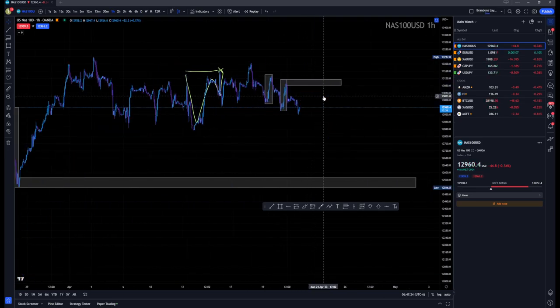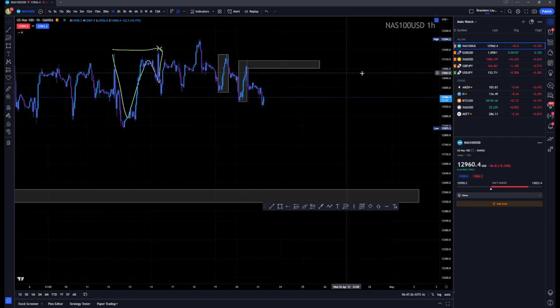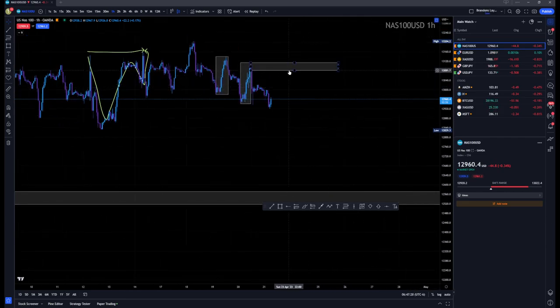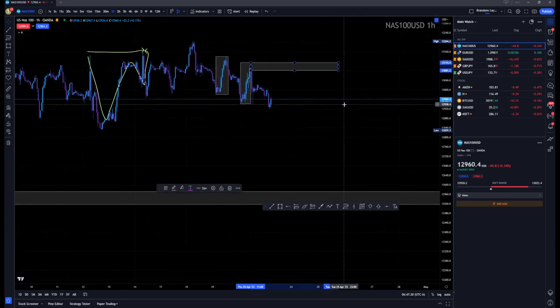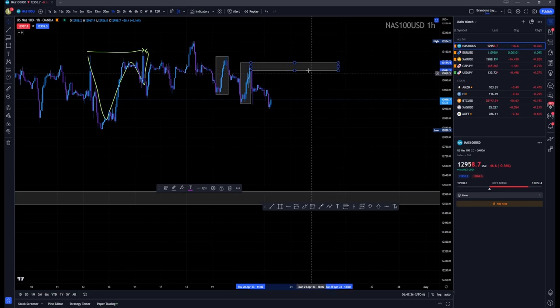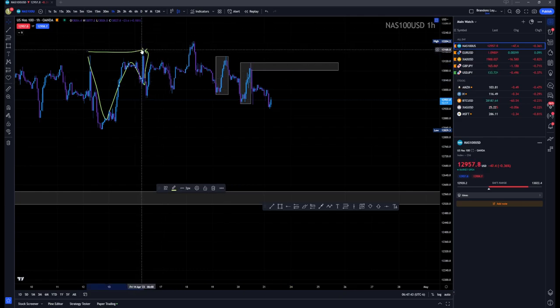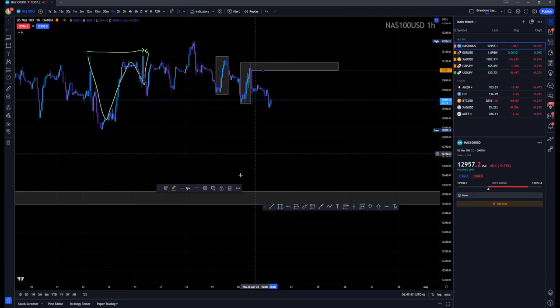That's ultimately what we'd be looking for. Again, we're waiting for price to come up into the 13,081.2 to 13,114.4 zone, and then we would go down the lower time frames and look for potential entries on shorts. So we'll leave that there for the NASDAQ. We're going to go ahead and put an alert here for the hourly.